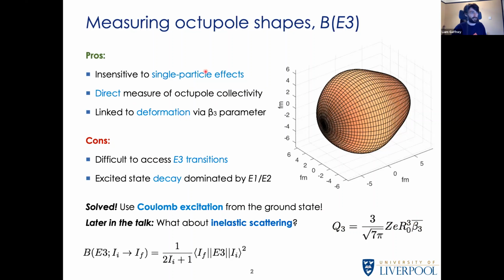But luckily, like I said, you're expecting very collective E3 transition strengths when you have a deformed nucleus. So traditionally, it's difficult to access these, and as Magda said, the best way to do this is coming from the ground state using an excitation probe rather than a decay probe, which has the problems that Magda has just mentioned with various lifetimes and branching ratios being dominated by E1 decay, for example. So this Coulomb excitation method is the go-to method to measure BE3 values, and also inelastic scattering, which I'll come back to later in the talk.